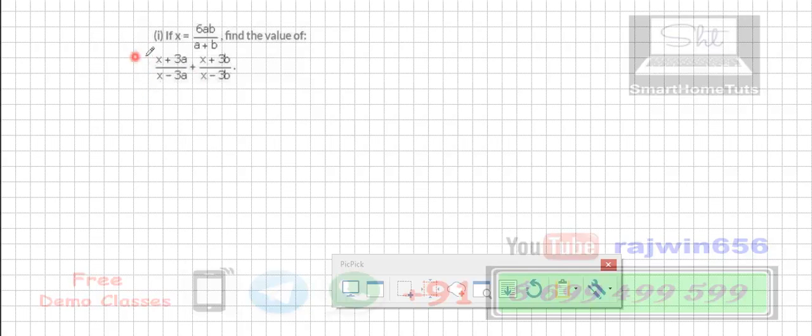Okay, here we have a similar question. Here 6AB is there. Now here in this part you can find there is 3A, and here we are having 3B. So we are going to do the same thing over here. Okay, 6AB, which is there.